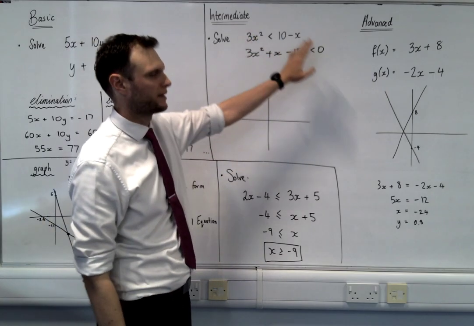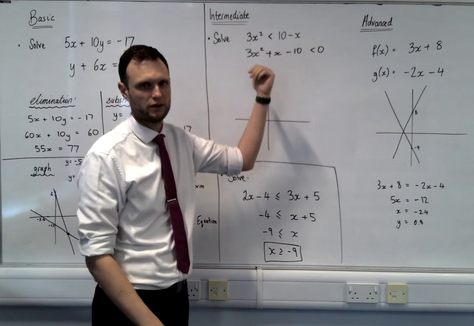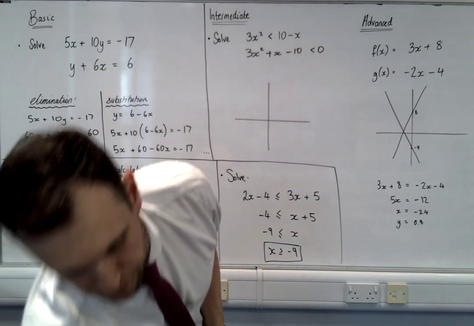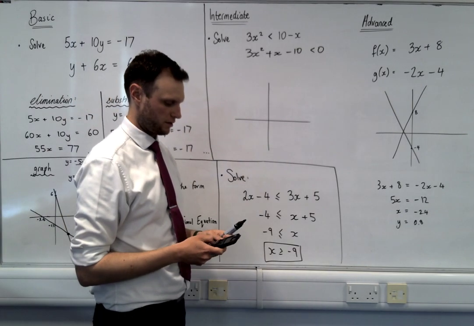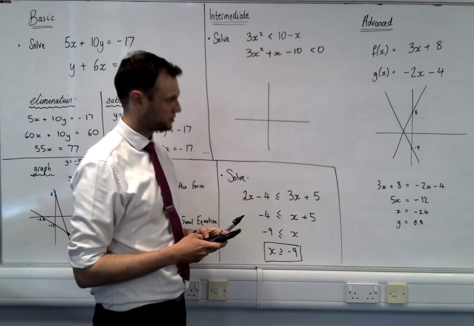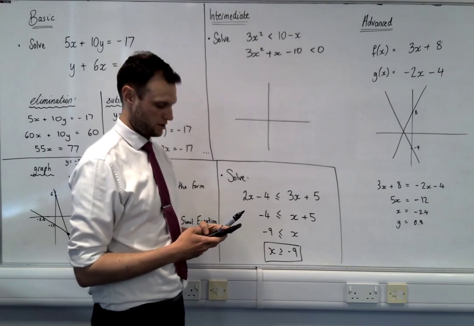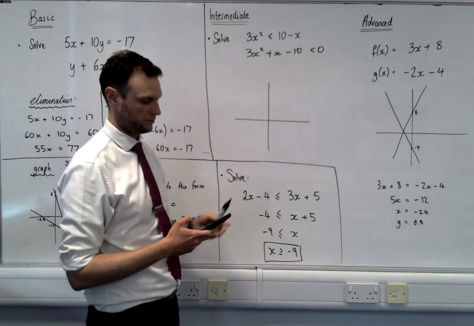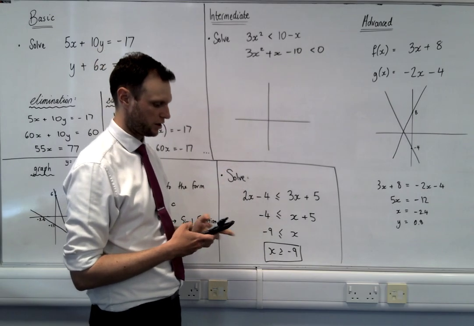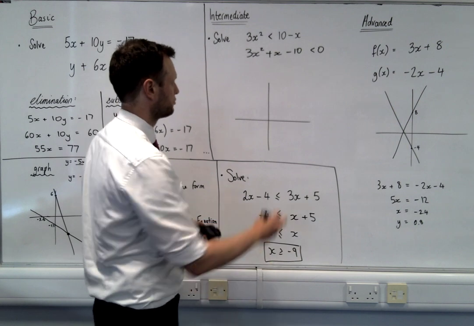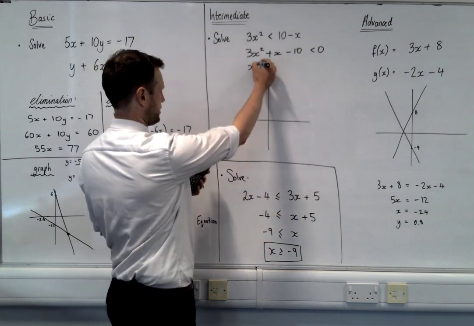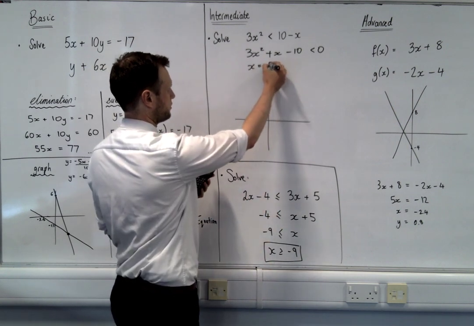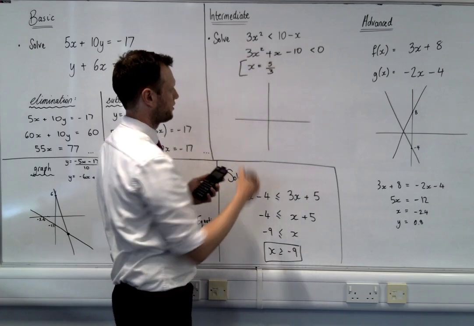Put everything on the same side and make it equal to 0. Well, not equal to 0, but less than 0. Then I'm just going to solve it. So using the polynomial part, if it were equal to 0, I can find the roots. That's still going to be a useful thing to know, when the roots would be. So the roots would be 5 over 3.